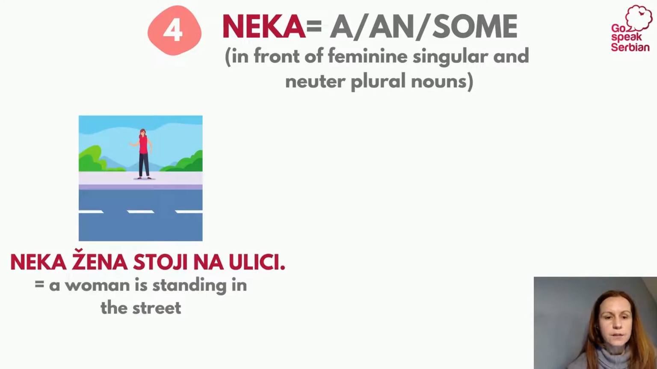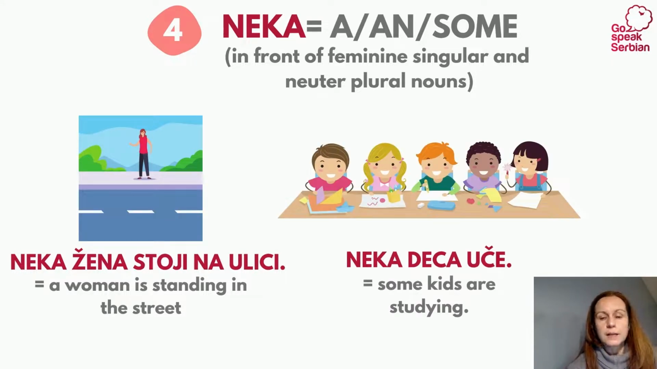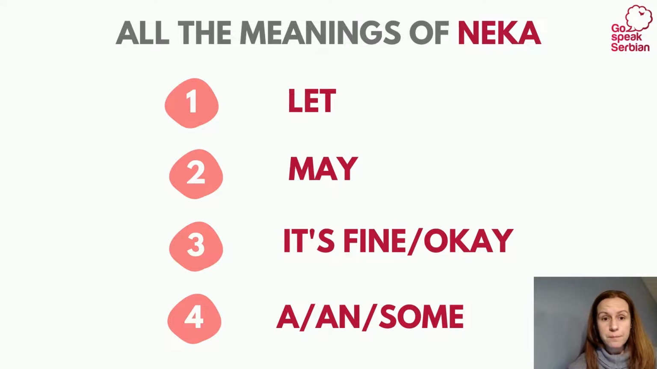Neka žena stoji na ulici. A woman is standing in the street. Or neka deca uče. Some kids are studying. So if you use neka in front of a feminine singular noun, it's translated as a or an, and if you use it in front of plural neuter nouns, it's translated as some. So just to wrap up, these are all of the meanings of the word neka that we've heard in this presentation. Let, may, it's fine, it's okay, and a and some.